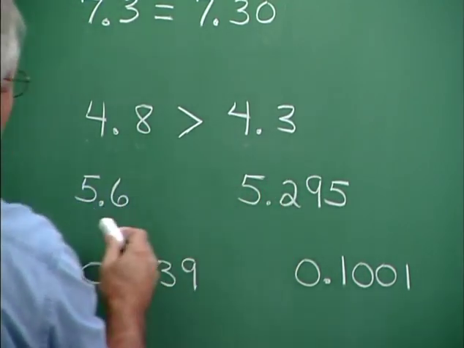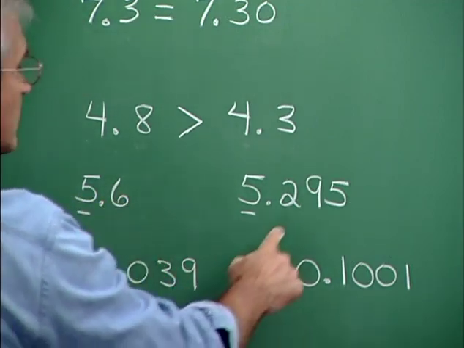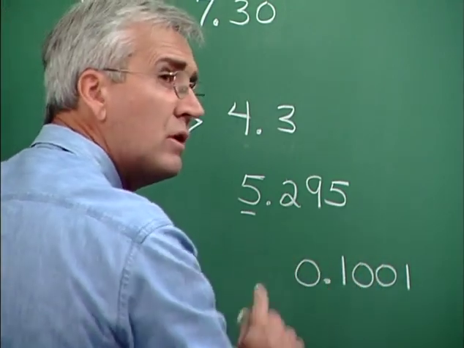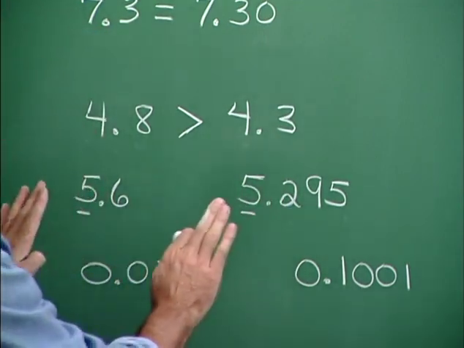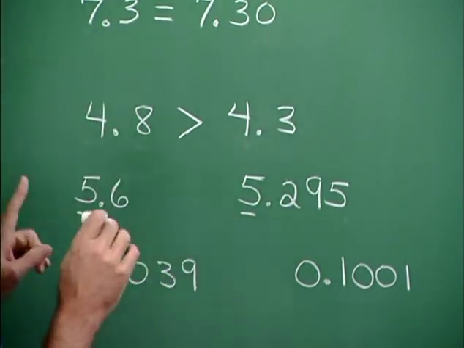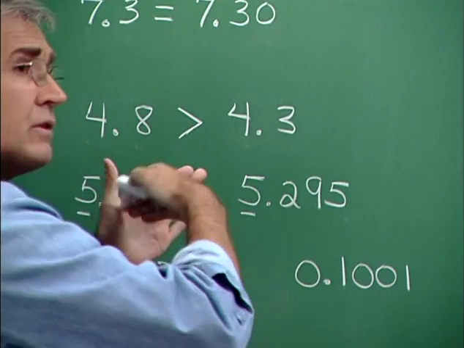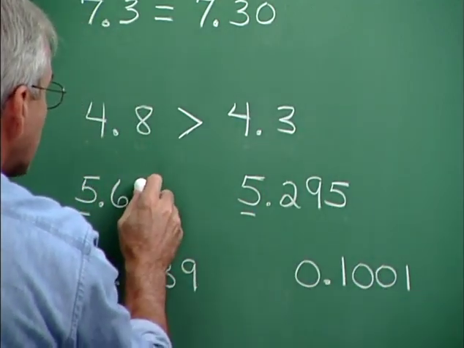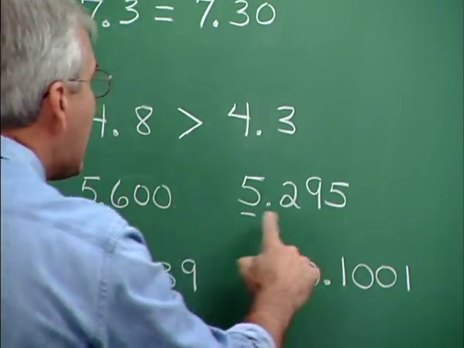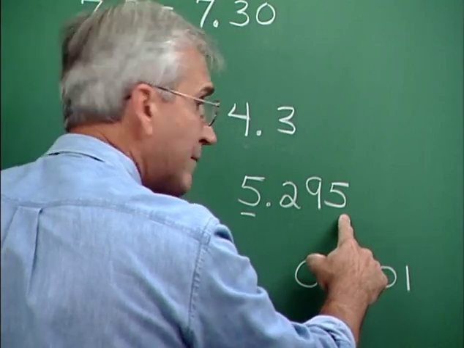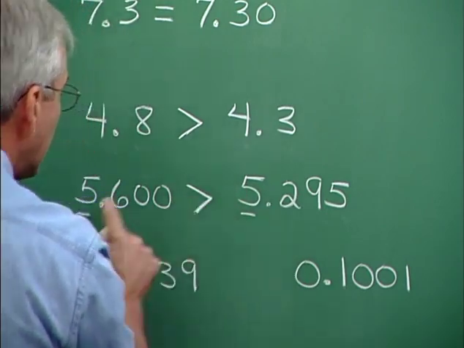Now, in these two numbers, we have 5 for the whole numbered part of both of them. And this one is 6/10 and this one is 295 thousandths. Well, which number is larger? Well, it turns out that in order to see that relationship, we can actually see it in a couple of ways. One way is to write these both in terms of the same digit value. That is, I can tack on some zeros here and make this 600 thousandths, and this is 295 thousandths. Well, 600 thousandths would be larger than 295 thousandths, so this number is greater than that number.